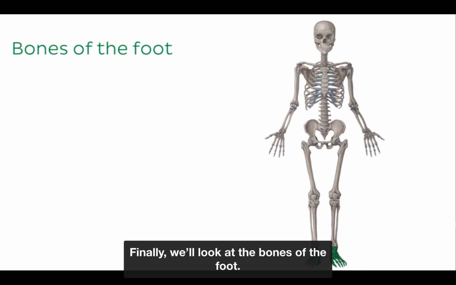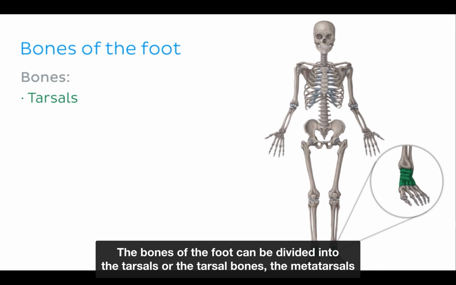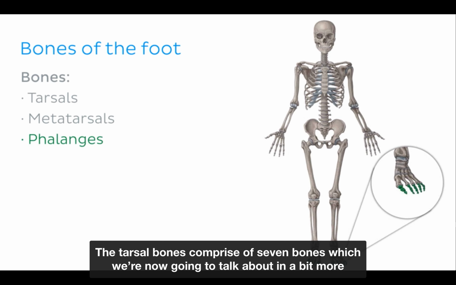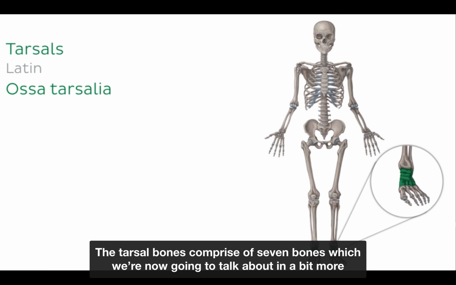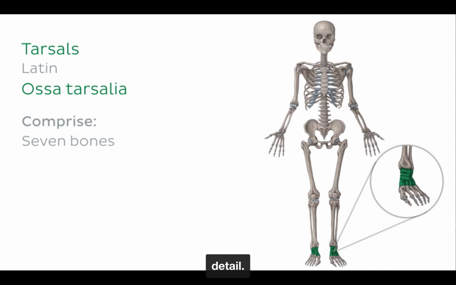Finally, we'll look at the bones of the foot. The bones of the foot can be divided into the tarsals or the tarsal bones, the metatarsals, and of course the bones of the toes or the phalanges. The tarsal bones comprise 7 bones, which we're now going to talk about in a bit more detail.